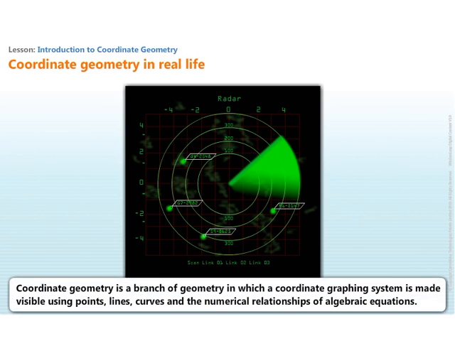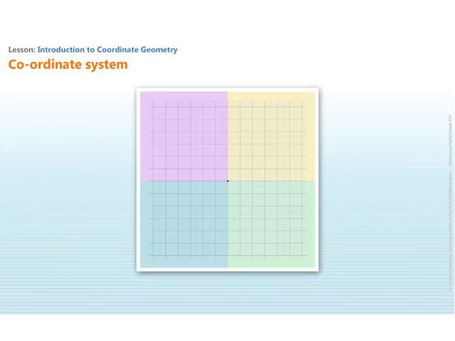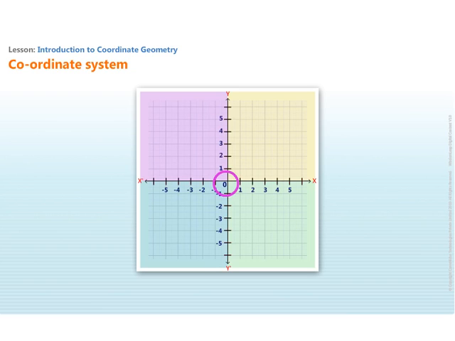Coordinate geometry is a branch of geometry in which a coordinate graphing system is made visible using points, lines, curves, and the numerical relationships of algebraic equations. Now, let us do a recap of the coordinate system that you have learned in your earlier classes. Horizontal and vertical number lines combine at their zeros to form a coordinate system which has 4 quadrants.